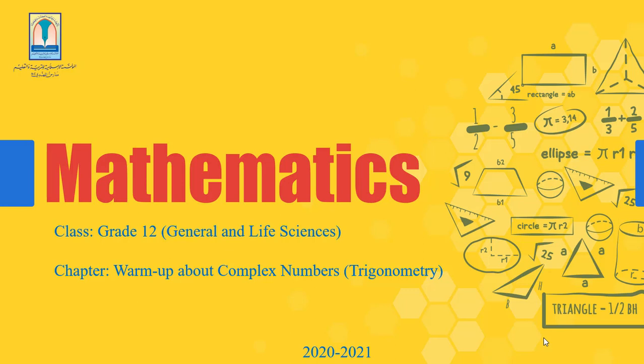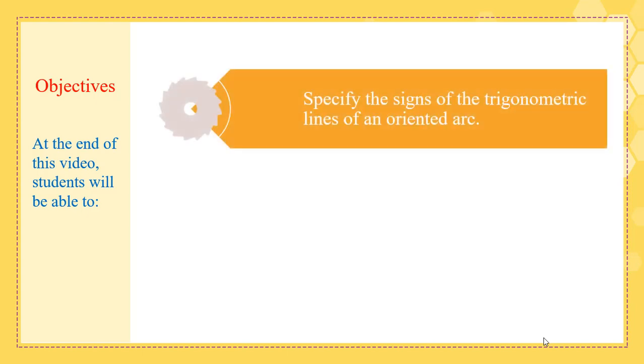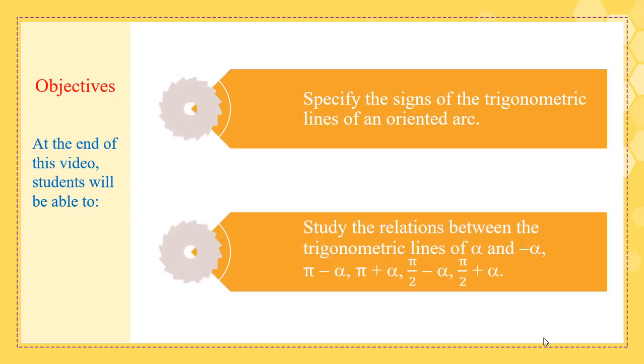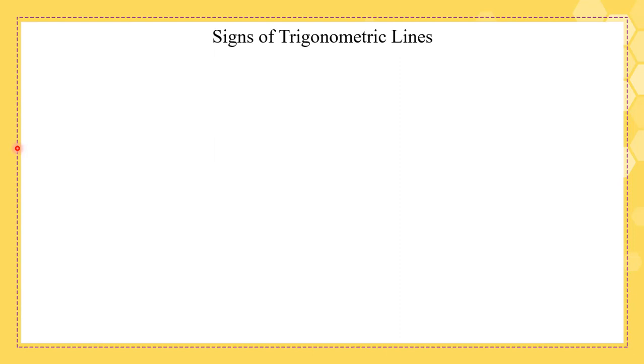Today we will continue talking about complex numbers, and specifically we will deal with trigonometry. First, I'd like to remind you of the signs of trigonometric lines. Remember, we have four trigonometric lines, which are sine, cosine, tangent, and cotangent.